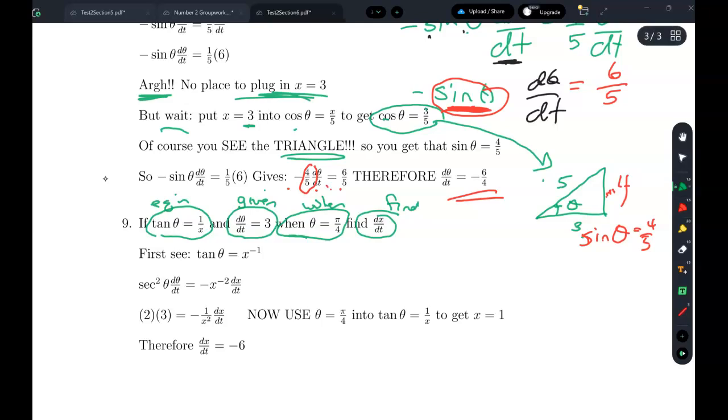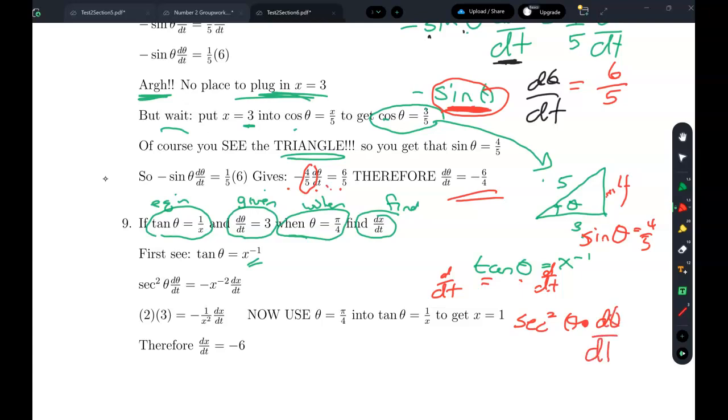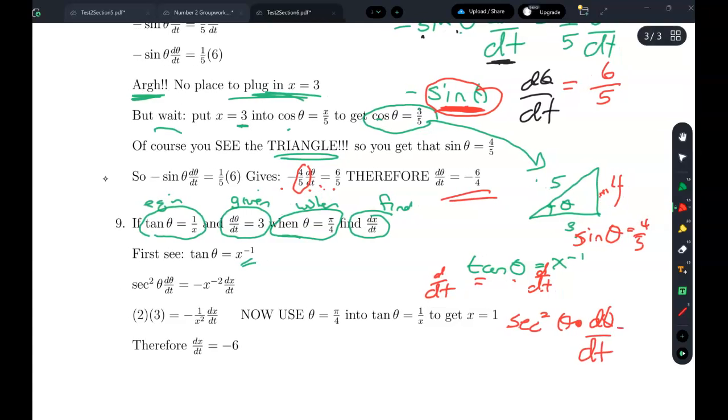So let's go and take the derivative. So I'll just write it over here. Tangent of theta is 1 over x, and I like rewriting it as x to the negative 1, so that when I go to take the derivative in the next step, it's ready for the power rule. So derivative of tangent is secant squared, carry the theta, then take the derivative of theta, which is d theta over dt. Okay, equals. How do you take the derivative of this? That's going to be negative x to the negative 2 times dx over dt.